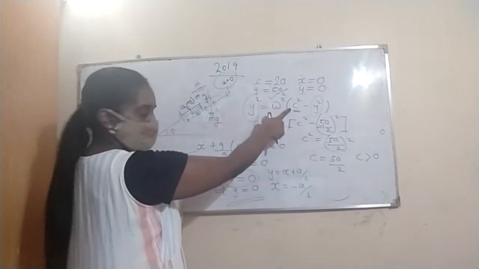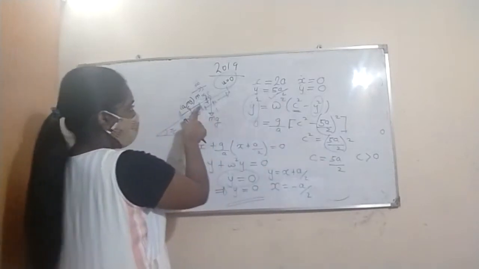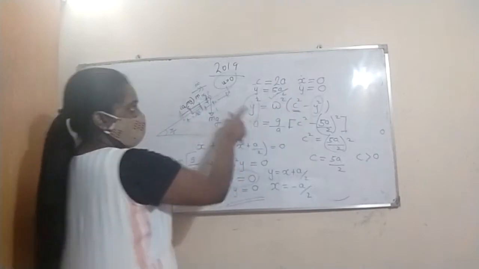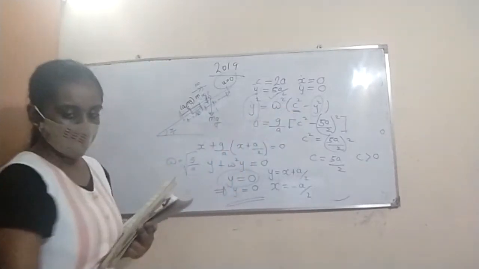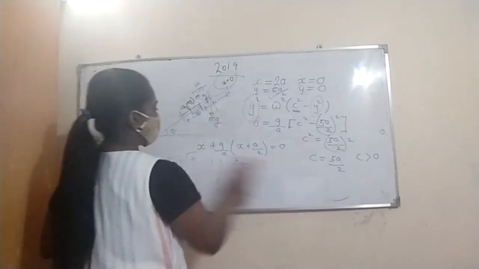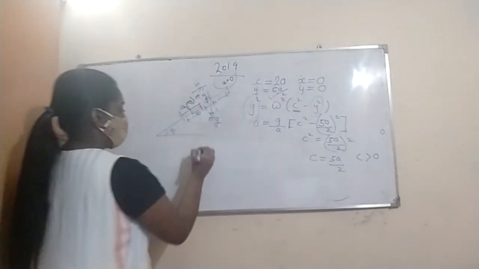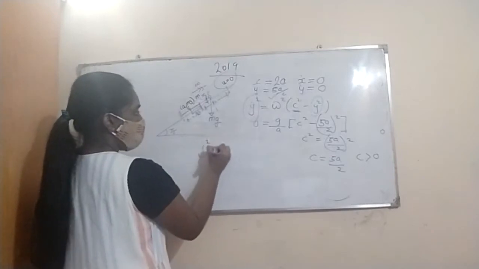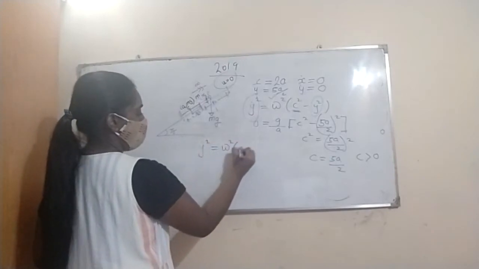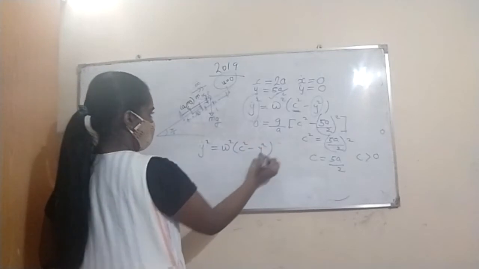We know C. We know omega. If it is point A, we can measure Y. Then we can write Y dot. So we are going to use the same equation. They have directed us to use the same equation. So what is the equation? Y dot squared is equal to omega squared into C squared minus Y squared.